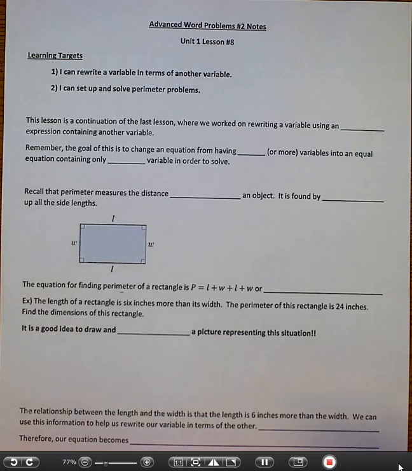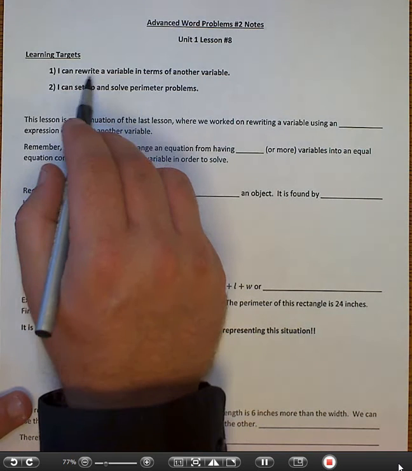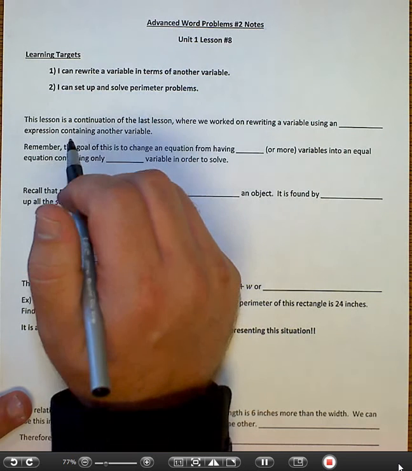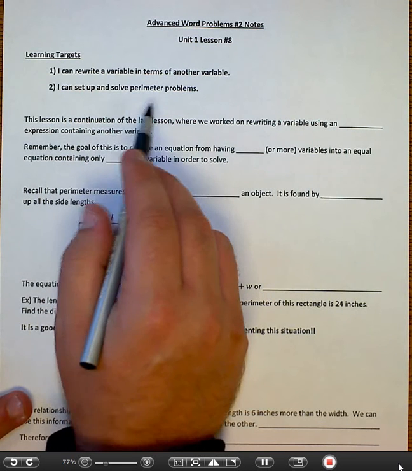Okay, advanced word problems number 2. We are moving on, but the thing is, it's a lot like the last lesson in that we can rewrite a variable in terms of another variable. And then the types that we're going to deal with today are perimeter problems.